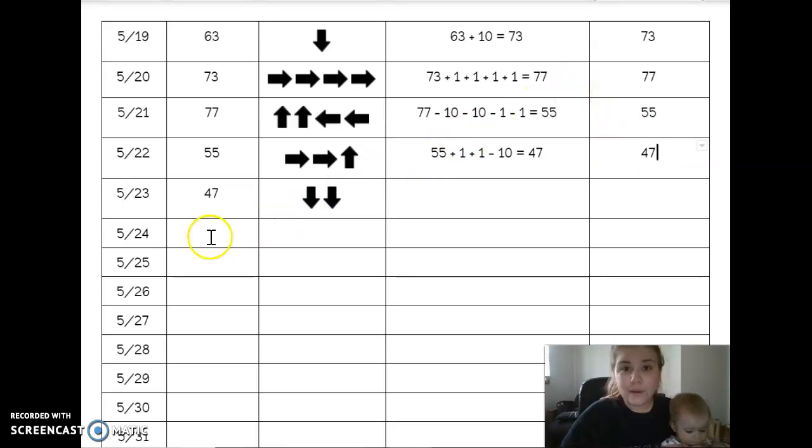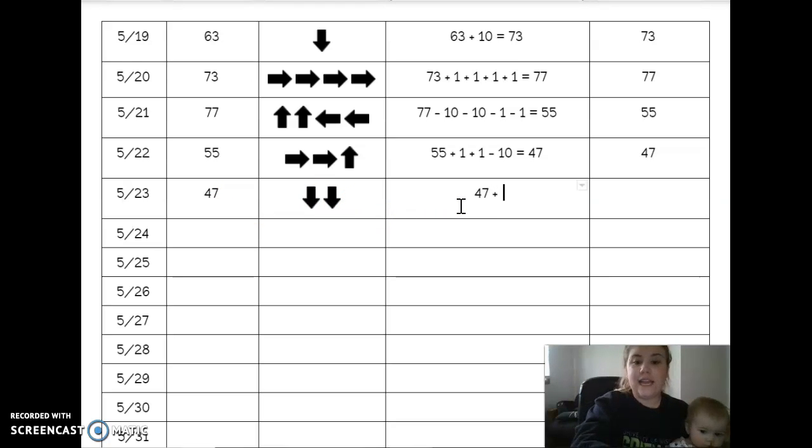And then tomorrow, we start on 47. We go down, down. Remember, when we go down, we add. So 47 plus 10 plus 10 equals 67. Ooh, not 667. That would be a lot. And we ended on 67.